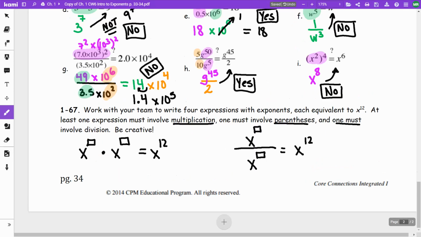They want you to do something with parentheses, so maybe x to some power raised to some power equals x to the 12th. And then you can have a fourth one, and you can do any other combination of these that you would like. Hopefully this helps you out. Be creative on that.